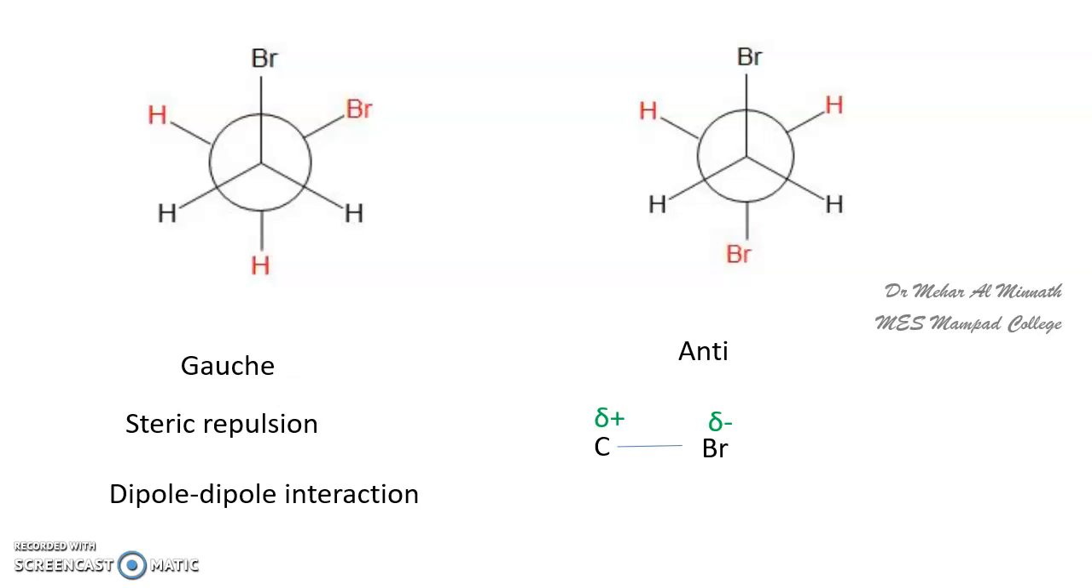So the stability order, we can say eclipsed conformation will be the least stable, gauche conformation will come next, and the most stable conformer in case of 1,2-dihaloethane or 1,2-dihaloalkanes is the anti-conformer. That will be the energy order or stability order. The most stable will be anti-conformer, followed by gauche, and the least stable will be the eclipsed conformer, that is the syn conformer. Between gauche and syn you will get the eclipsed conformer.